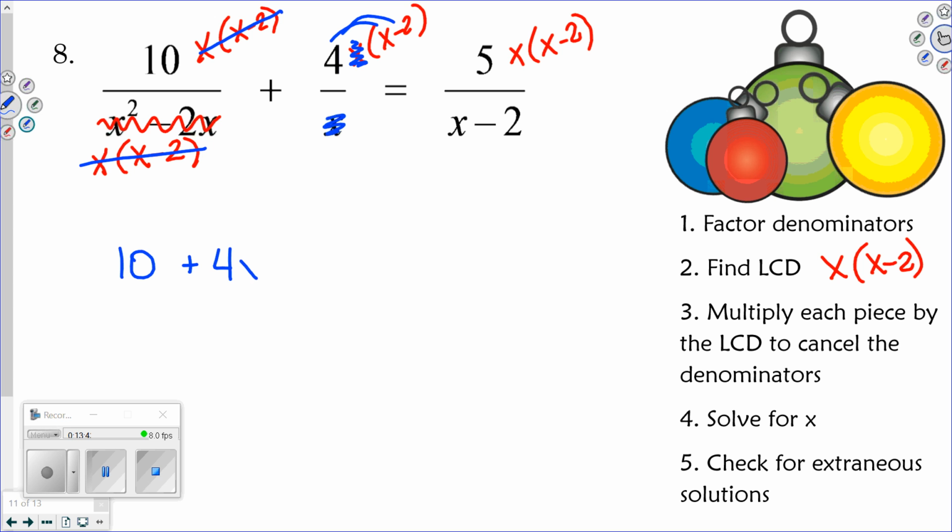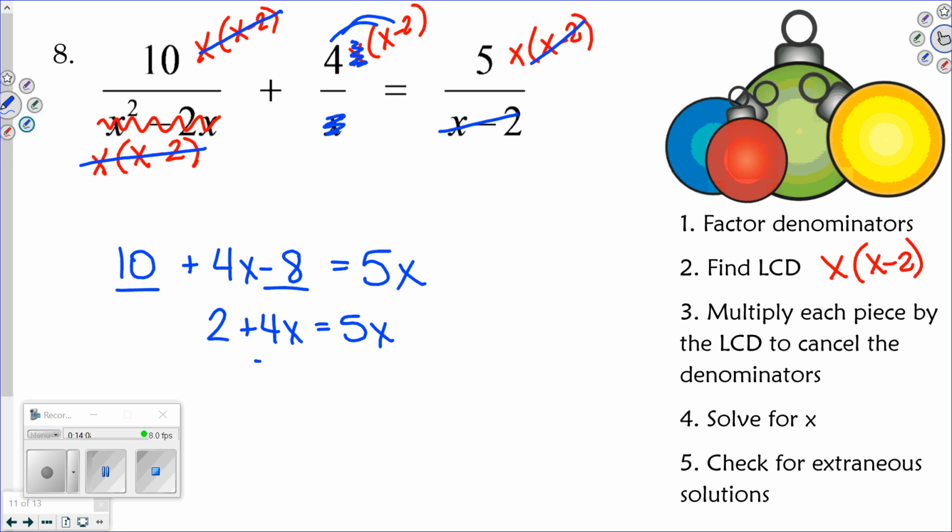Good. 4x minus 8, just distributing that, equals, and that's just 5x. Look how much easier that gets. Take those fractions out of there. We got some like terms, I'll just put those together. We get 2 plus 4x equals 5x. I just put my like terms together. Subtract my 4x. x equals 2.